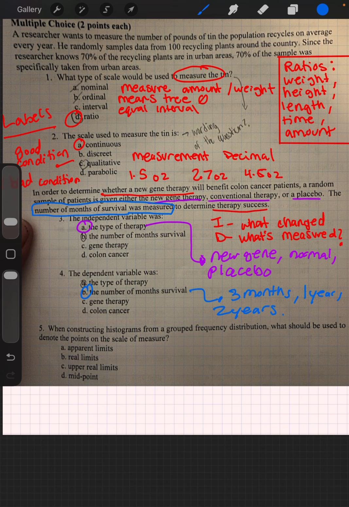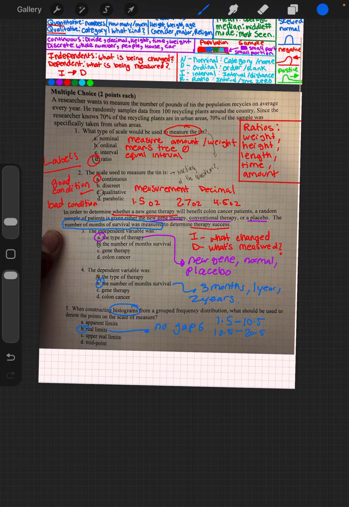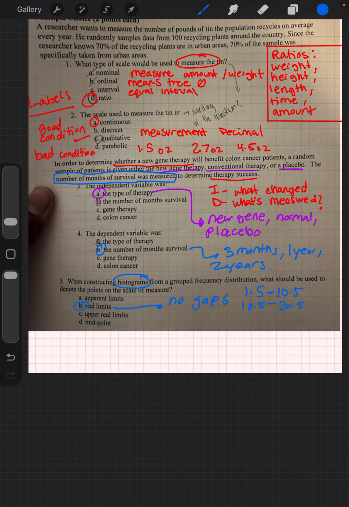One construction, a histogram. A histogram uses real limits. What this means is no gaps. A really good example would be 1.5 to 10.5, then 10.5 to 20.5. So this will look like this.